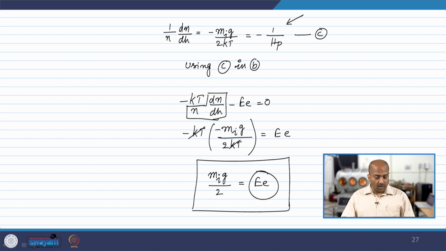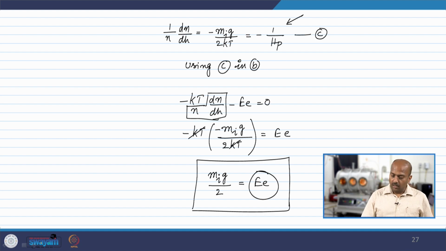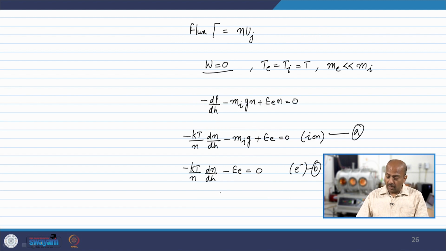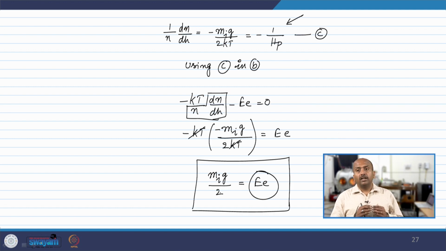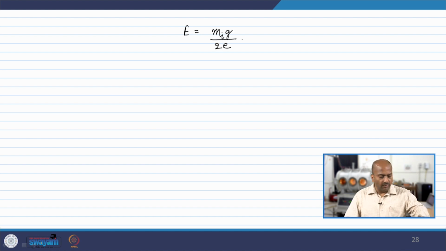The same force will naturally act in the upward direction for the ions, right. So, using dn by dh in this equation, you can realize that this force will be exactly opposite for the ions. But the point is, due to the electric field, the electrons will behave as if they are moving with a mass of Mi by 2, half the mass of ions. Now, the magnitude of this electric field, E equal to Mig by 2e, is very small, right.